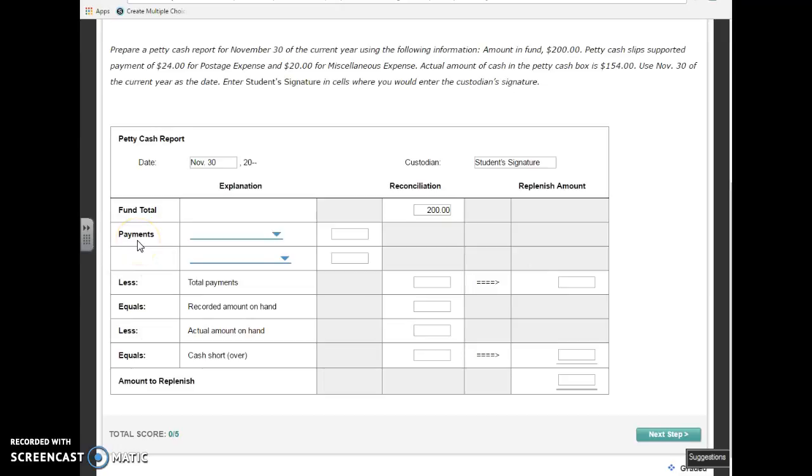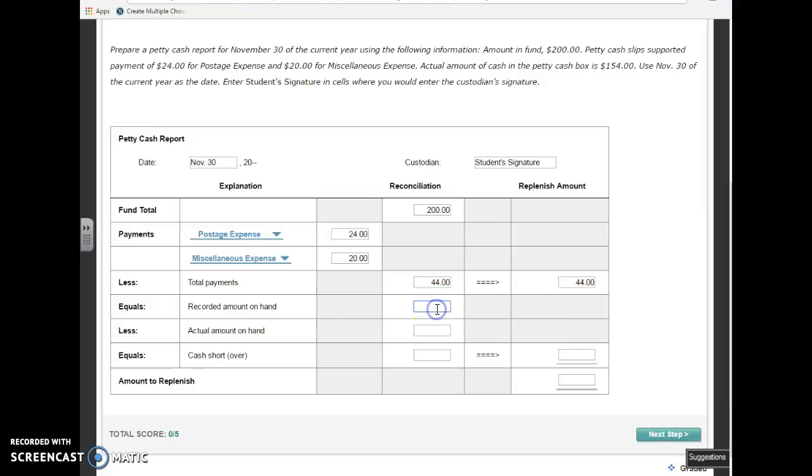Then my payments. What do I have receipts for? My petty cash slip supports a payment for $24 to postage expense and $20 for miscellaneous expense. So postage, $20. I'm sorry, $24. And then miscellaneous expense, $20. Okay, we're going to go and take these two total payments and add those together, $44.